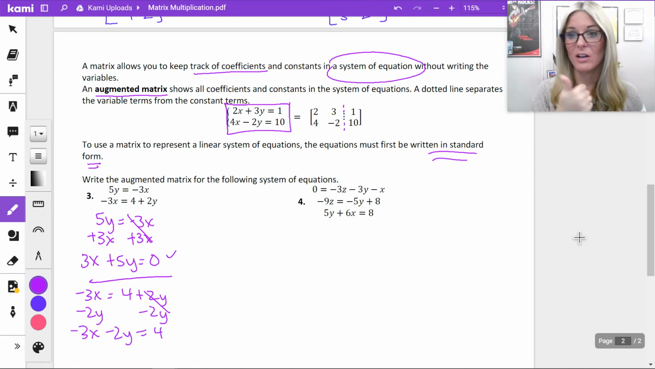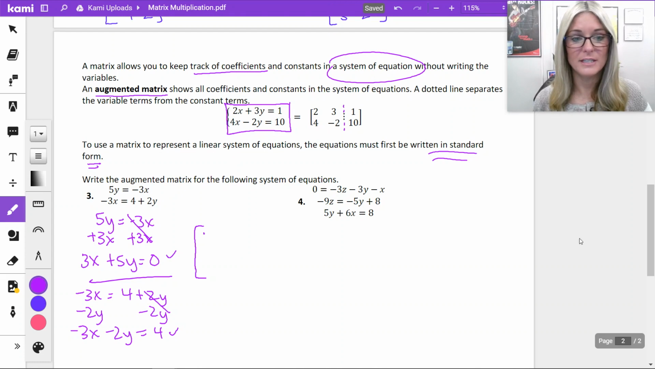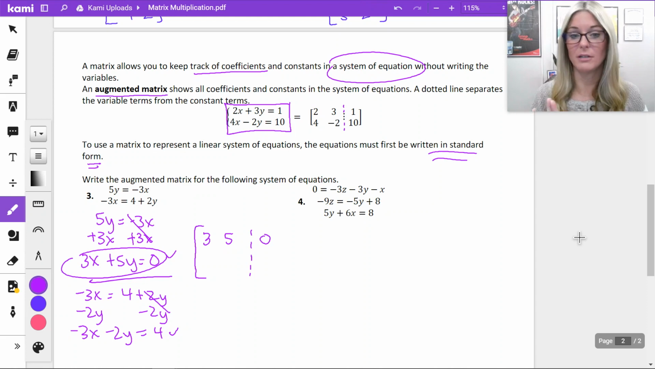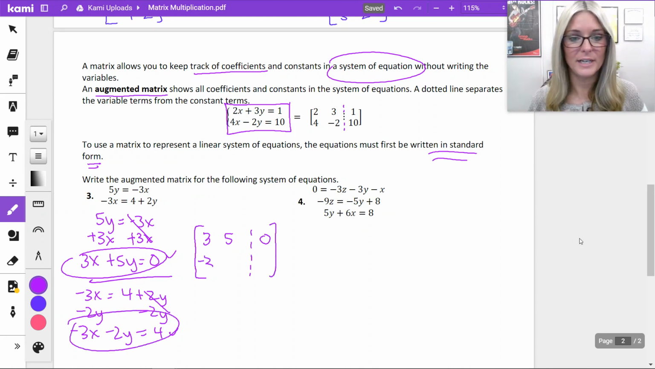We do want to leave that constant on that other side. So now that they're in standard form, let's build that augmented matrix. I'm going to list my coefficients, 3. This is the top equation that we rewrote in standard form. I've got 3, I've got 5. We'll have a dashed line and then my constant, which was 0. For the second equation, we have negative 3, negative 2, and 4.